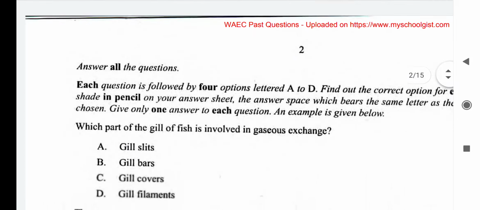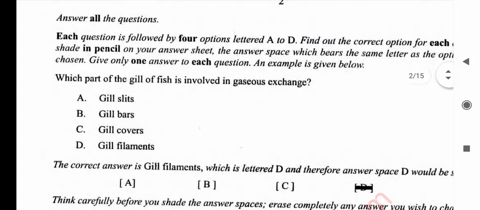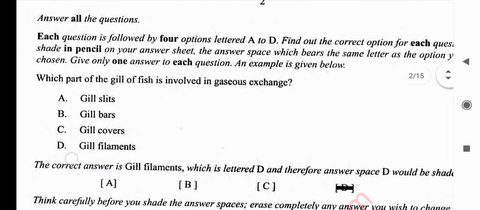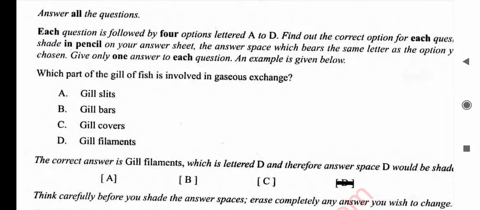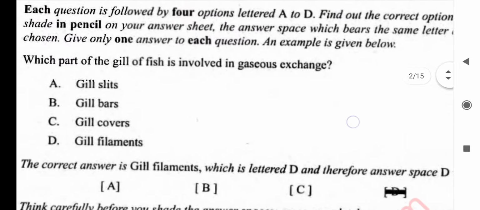The first section. Answer all questions. Each question is followed by 4 options, letter A to D. Find out the correct option for each question and shade in pencil on your answer sheets. And they gave an example.